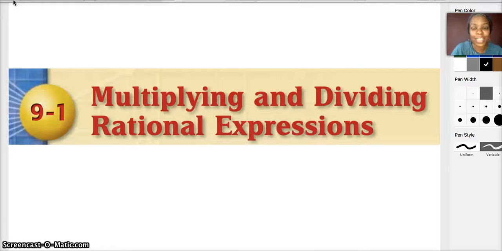Hey, Algebra 2 friends, here we are. We're in chapter 9, section 9.1. We're going to be looking at multiplying and dividing rational expressions.